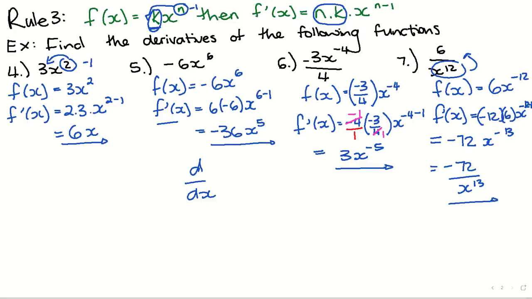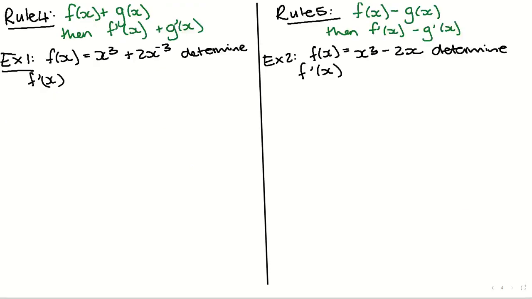Cool, we're going to move on to rule 4. I hope you guys copied this down and I hope you understood it. Okay, welcome to rule 4 and rule 5. We call rule 4 the sum rule and we call rule 5 the difference rule. And basically what it's saying is that if I have multiple functions added together or items with variables in it, I can just find the derivative of each one separately and then I can add or subtract depending on if I've got like terms. And on this side, we're going to do the addition part of it, and this side, we're going to do the subtraction part of it. So it's really, really simple.